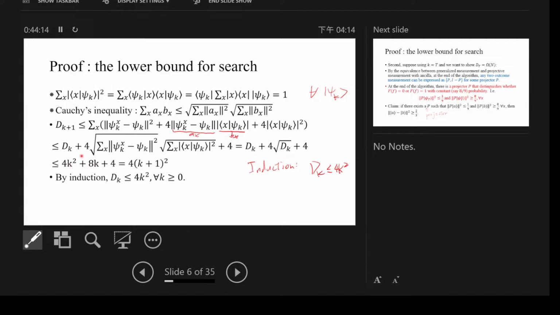So d_k is less than 4k squared, and the square root of d_k will be less than or equal to 2k, so this is 8k, plus 4. And we see that all the numbers work out nicely. This is equal to 4 times (k plus 1) squared. So d_{k+1} is less than or equal to 4(k+1) squared. So by the induction step, we have this thing, and I don't really need to write the rest of the induction here.